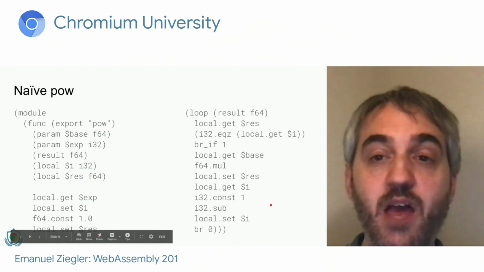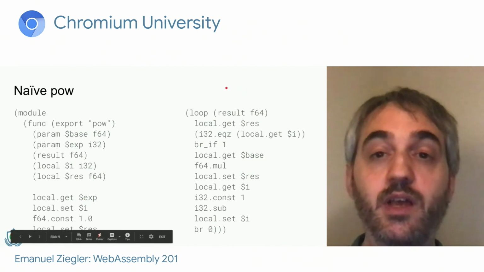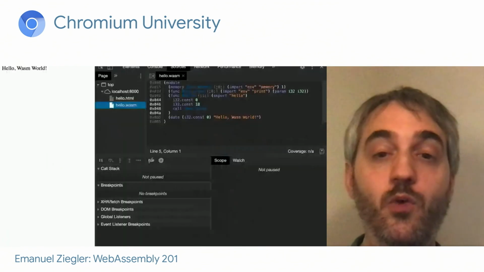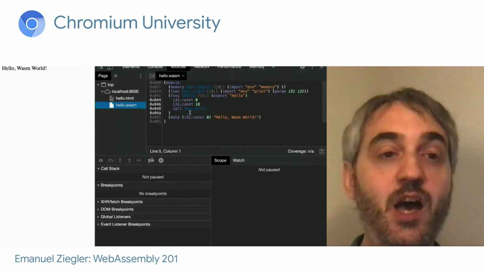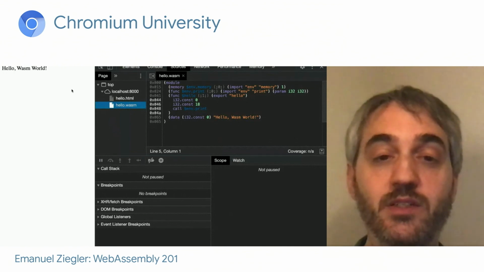So let's have a look at how that would look in the browser. And let's start with the simpler example that we had from earlier, the hello world example. When you execute that in the browser, you can see that it indeed writes hello wasm world to the document. But how is this done?